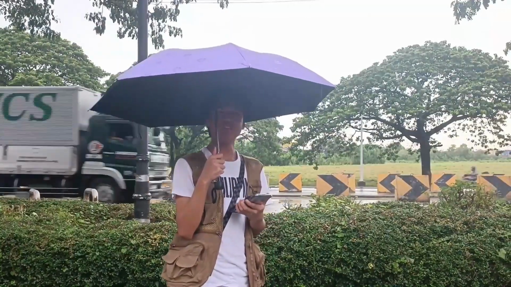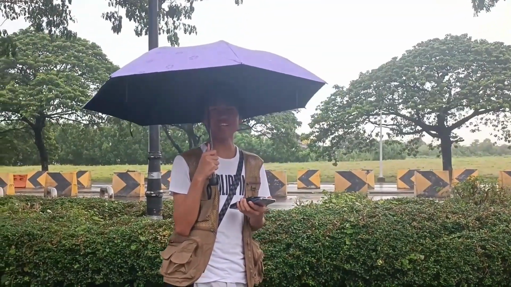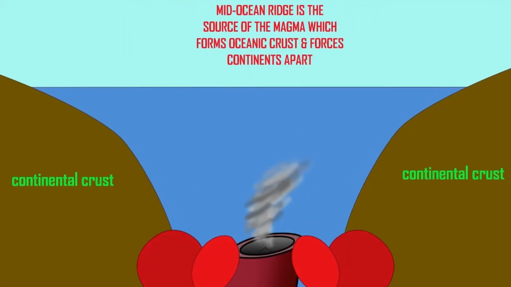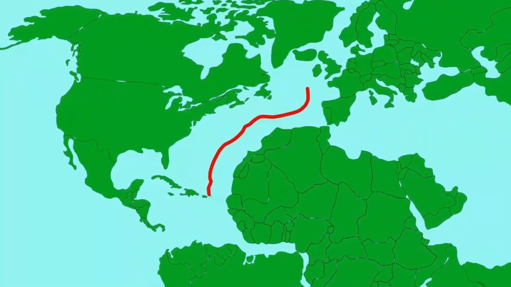There is a feature called ocean ridges formed inside of an ocean basin. This is like a chain of mountains found along the boundaries of the tectonic plates.